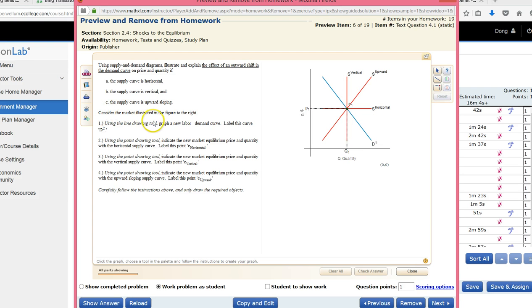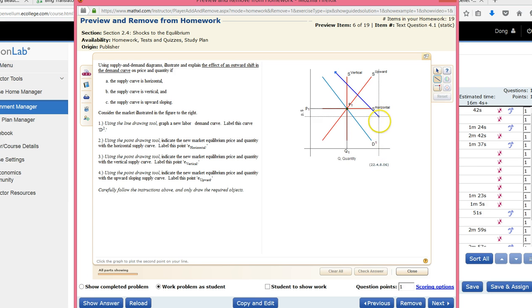Consider the market illustrated in the figure to the right. Using a line drawing tool, graph a new demand curve. Label this curve D2. So let me first do this part. The question mentions it's an outward shift, so that means demand will increase. So the demand curve will shift to the right, and this is supposed to be the new demand curve.